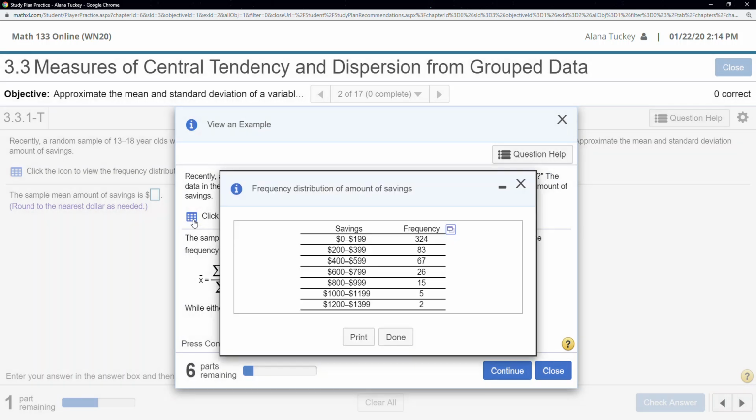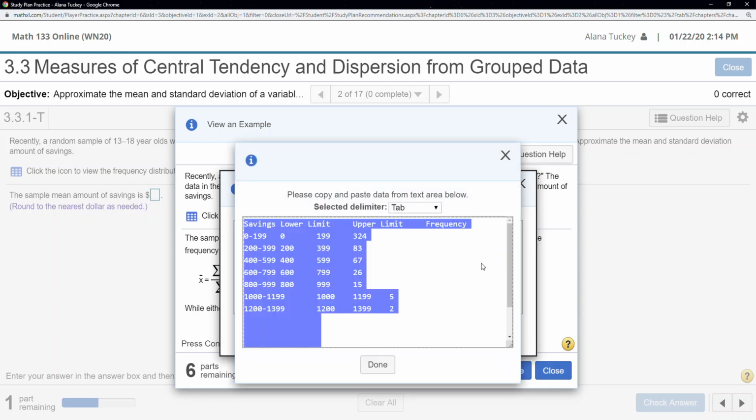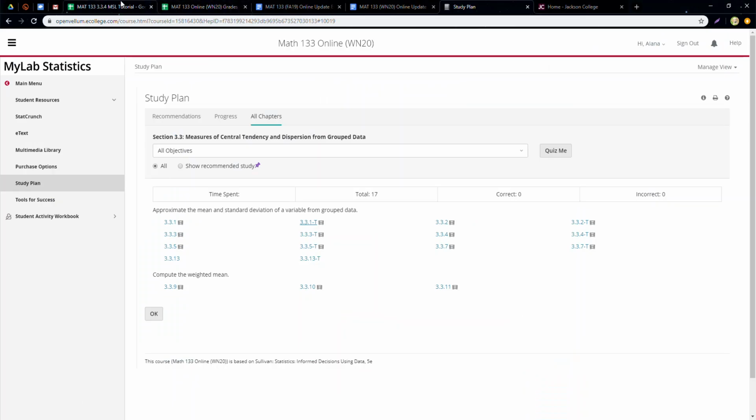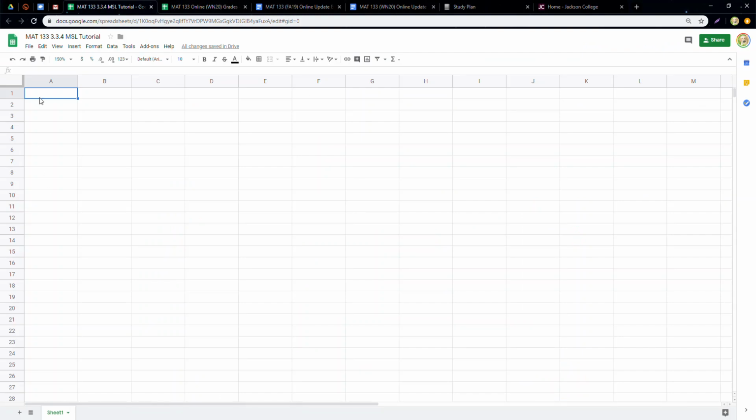So I'm going to click on the little icon here. It's going to give me a table. And if I was working by hand, I could write that table down. I'm actually working on a computer right now, so I'm just going to copy it to the clipboard, hitting Control and C, and then put it into an Excel spreadsheet or a Google spreadsheet right here.